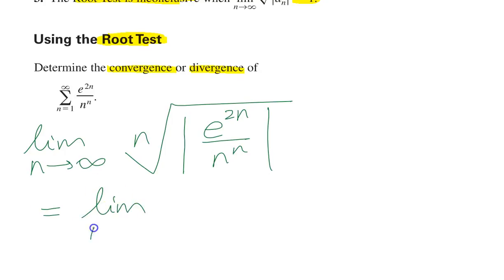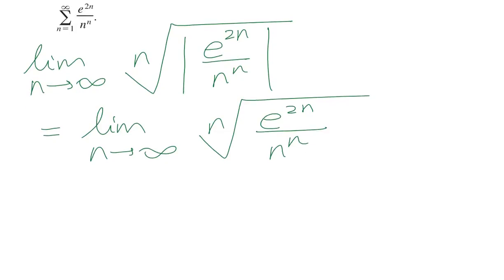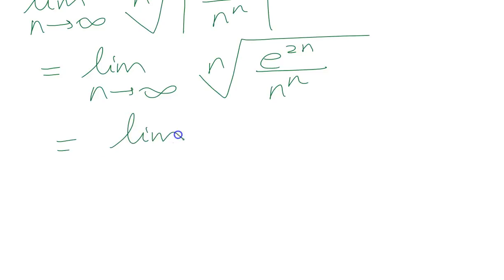So limit as n goes to infinity of the nth root of, see here guys, the absolute values are redundant here because e to the 2n is always positive, and because n is a positive number, n to the n is always positive, so I'll drop the absolute value signs. So now take care of the root. Limit as n goes to infinity of, what do you get when you take the nth root of e to the 2n? The n and n cancel, so you get e squared. What do you get when you take the nth root of n to the n? N and n cancel, so you get the base n.